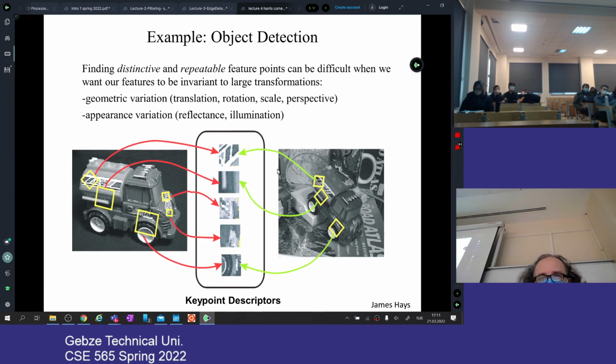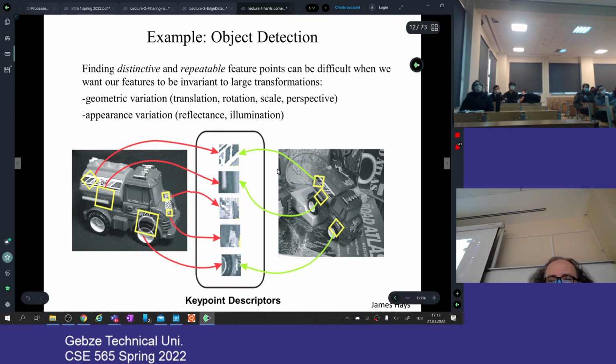This is a good example for object detection. If I find these kind of distinctive, repeatable points, maybe I can do object detection. How do I do that? Find the corners around this point. Corners, corners, corners, and on the other image too. If I can match enough of them, then that means I'm doing object detection. If I know that this is a toy truck, I can say that this is a toy truck too.